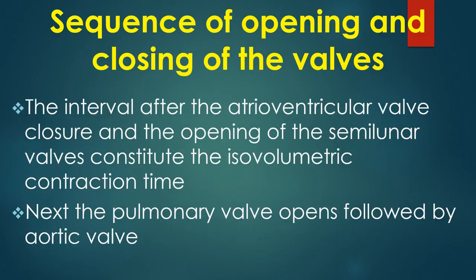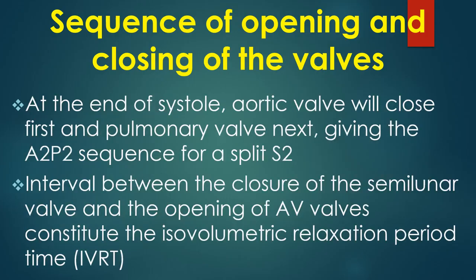Interval after the atrioventricular valve closure and the opening of the semilunar valves constitute the isovolumetric contraction time. Next, the pulmonary valve opens followed by the aortic valve. At the end of systole, aortic valve will close first and pulmonary valve next, giving the A2P2 sequence for a split S2.